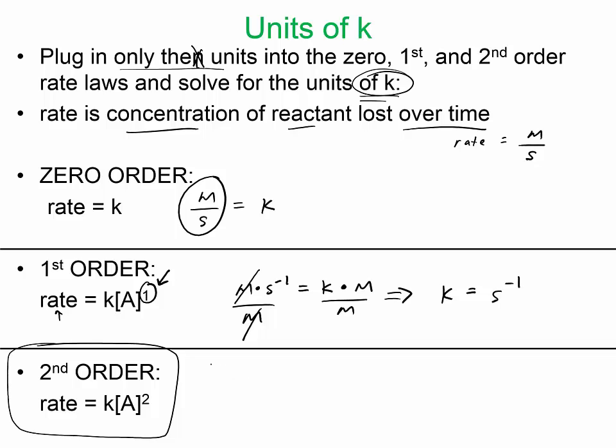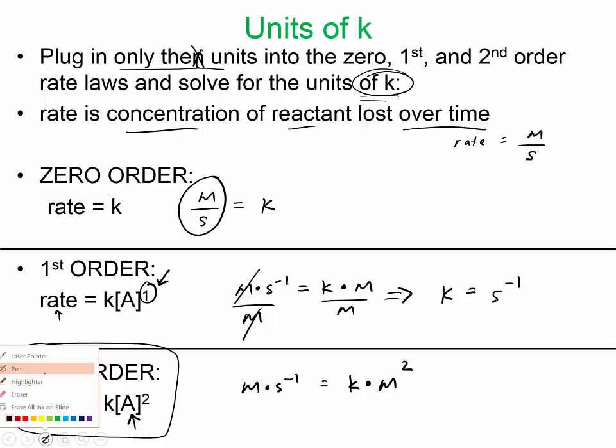For second order, I want to see what you guys do. For rate, you're going to plug in molarity per second, and then you're going to have k times concentration, so it's going to be molarity squared. Rearrange this and then solve for k. I'll check to see what you guys come up with on that problem.